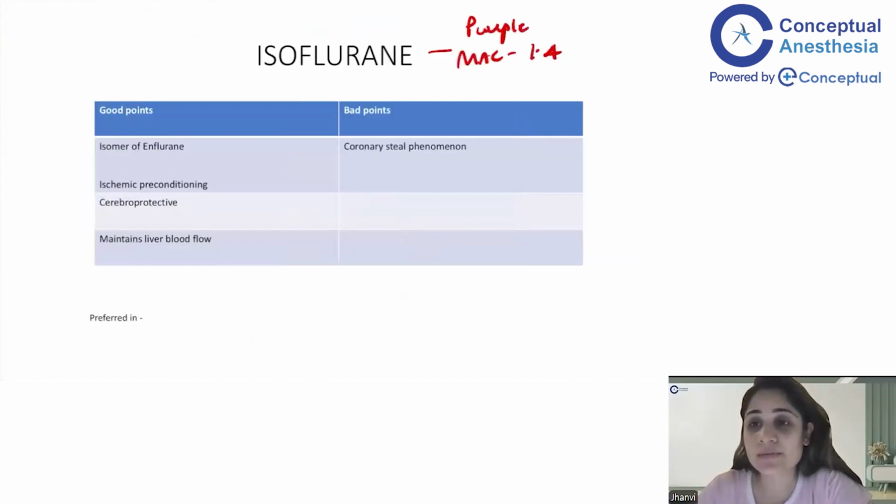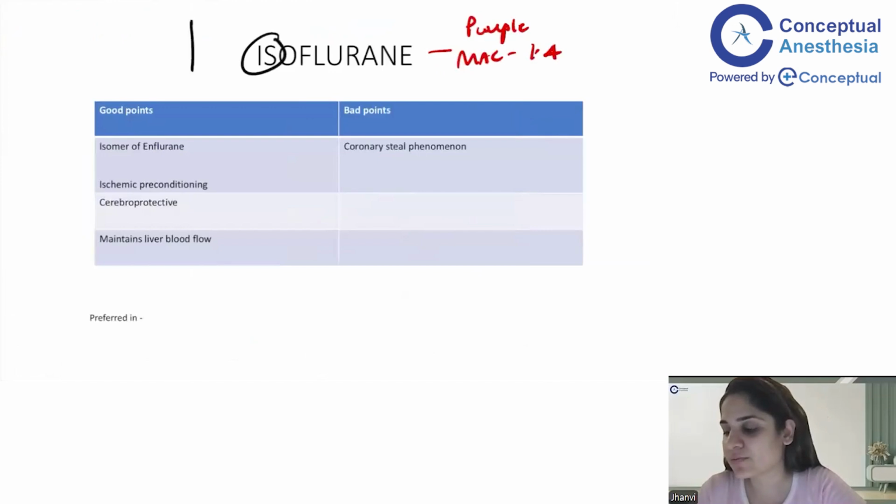In some books, it is given as 1.16, but this is the one that I always follow, 1.4, because as I told you in the mnemonic, it is easy for me to remember the first two letters. You just take it and mark dot, dot, dot, dot, dot, and make this 1.4. Now, isoflurane is actually an isomer of enflurane. What was the problem with enflurane?